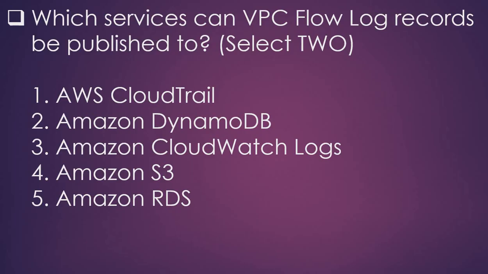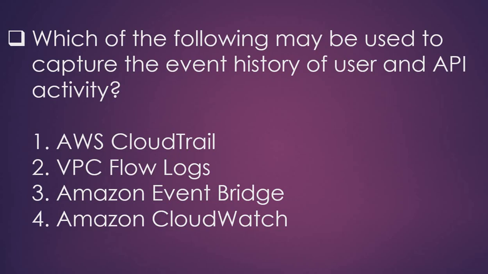Now move to the next question. Which of the following may be used to capture the event history of user and API activity? In my previous question, I have given the reference for which service can be used. And if you look at the options, you will see AWS CloudTrail, VPC Flow Logs, Amazon EventBridge, Amazon CloudWatch.